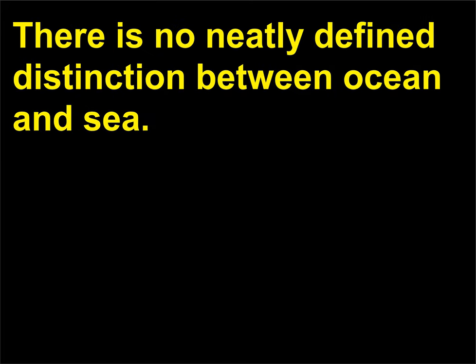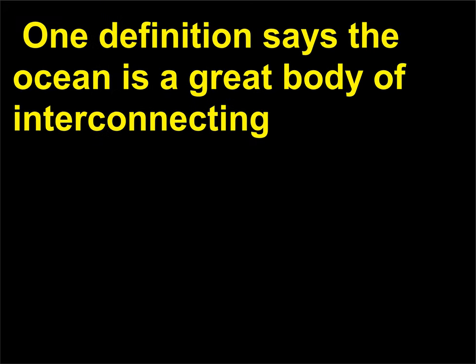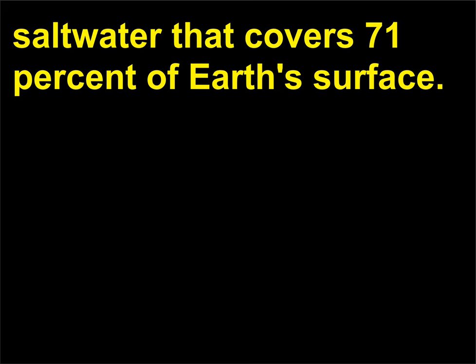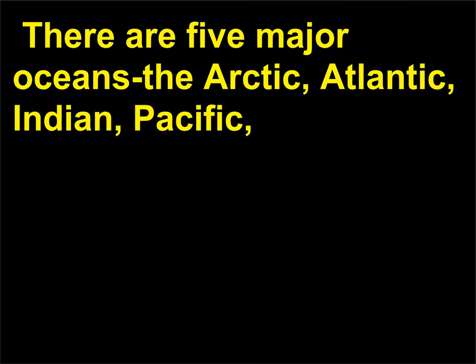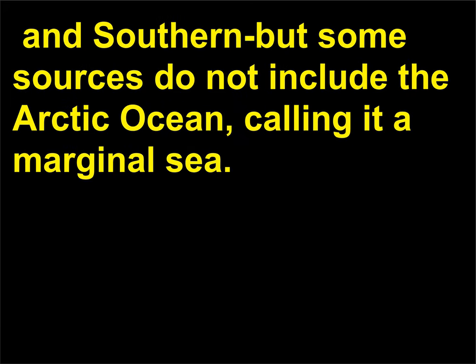There is no neatly defined distinction between ocean and sea. One definition says the ocean is a great body of interconnecting salt water that covers 71% of Earth's surface. There are five major oceans: the Arctic, Atlantic, Indian, Pacific, and Southern, but some sources do not include the Arctic Ocean, calling it a marginal sea.